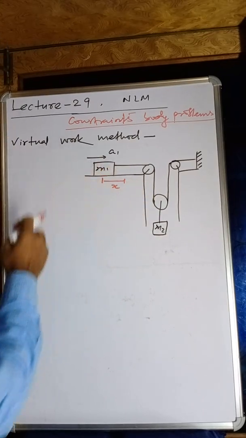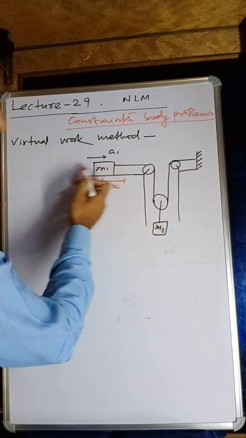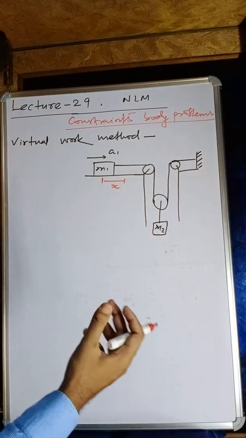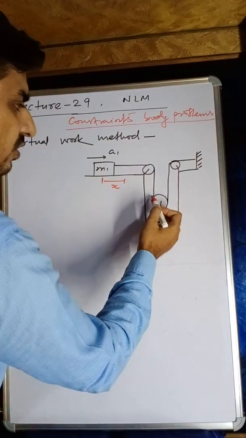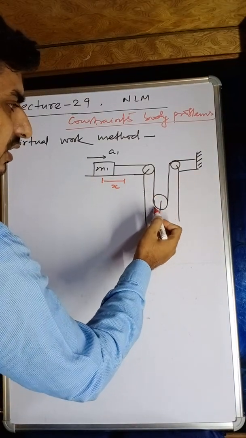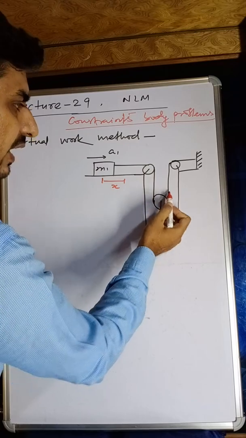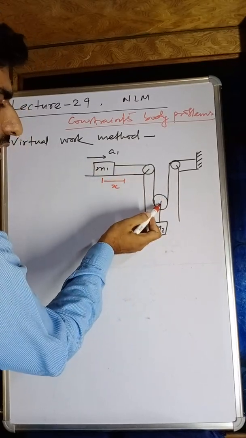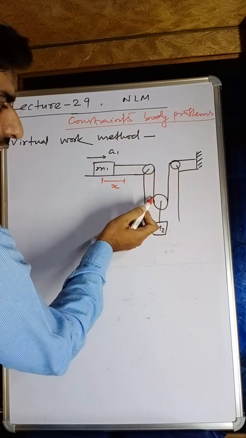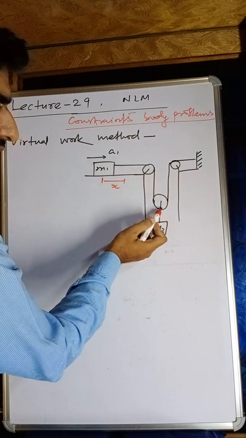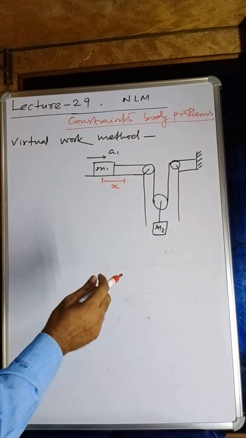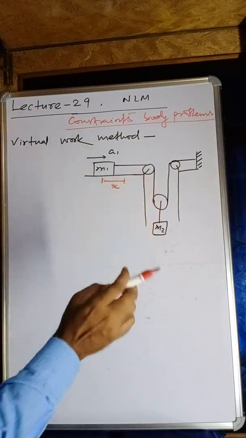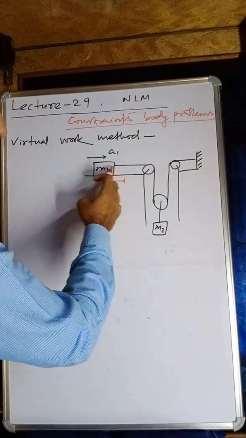If it moves forward, then how much this block will move forward is the total length released by this pulley, that is, the string released by the pulley. Suppose this is x and this is x, so 2x. It means this will move 2x. So if this pulley moves x, it means x this side and x this side, the total released length by this pulley will be 2x, but this pulley moves only x, and so this will move x.